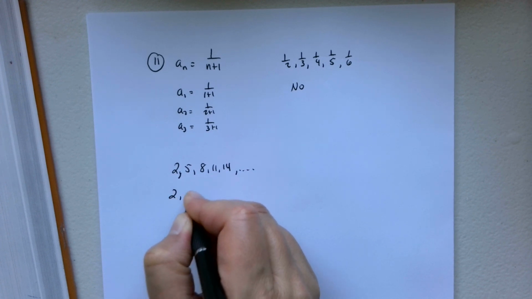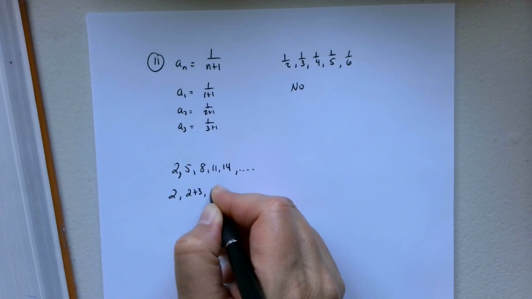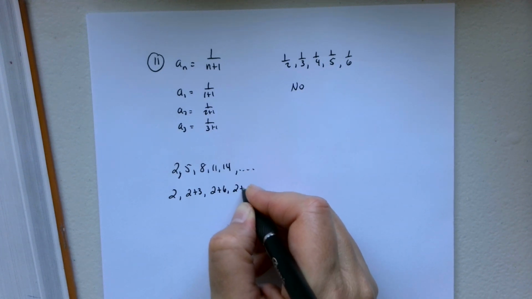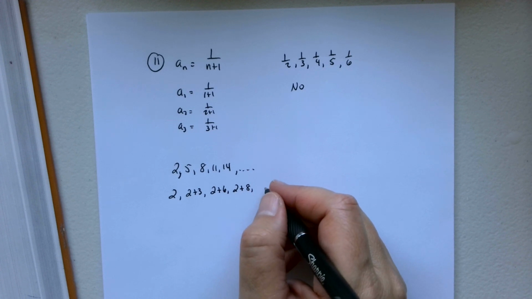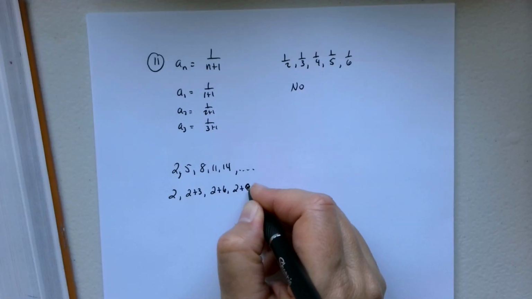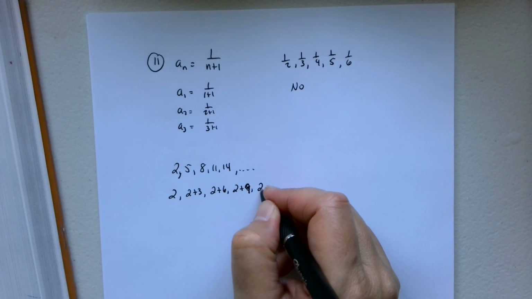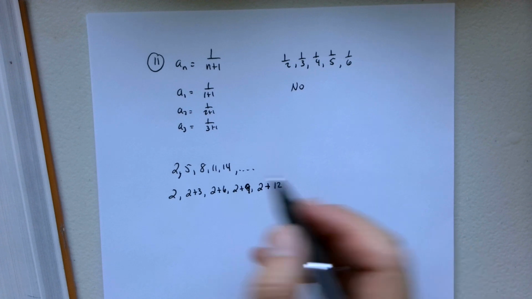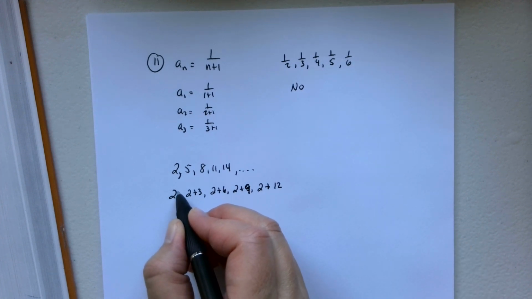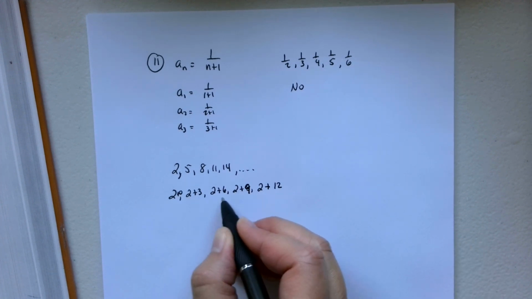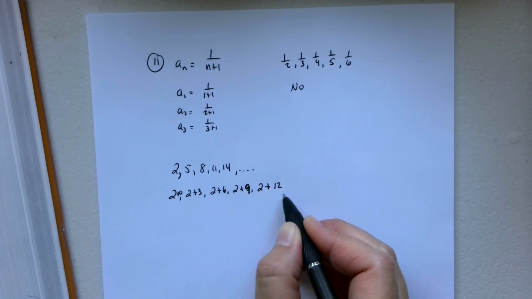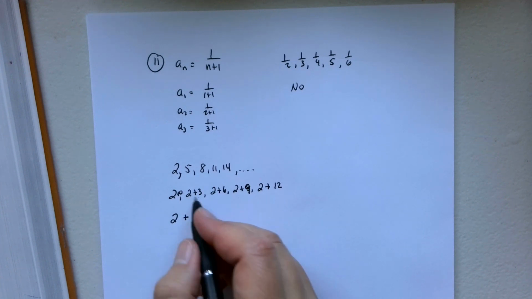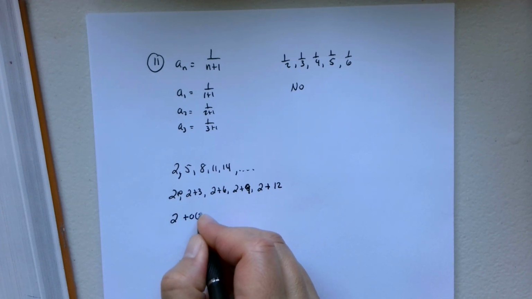This is 2. This was 2 plus 3. 8 is 2 plus 6. 11 is 2 plus 9. And then for 14, we have 2 plus 12. So 2 plus nothing, 2 plus 3, 2 plus 6, 2 plus 9, 2 plus 12. So we're taking 2, and this would be 0 times 3.